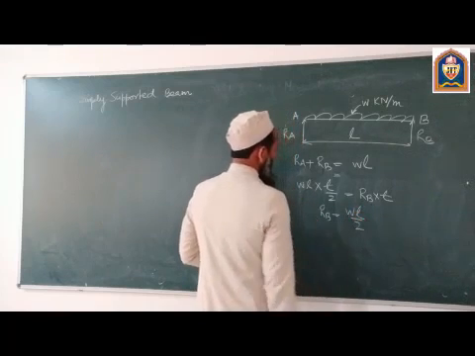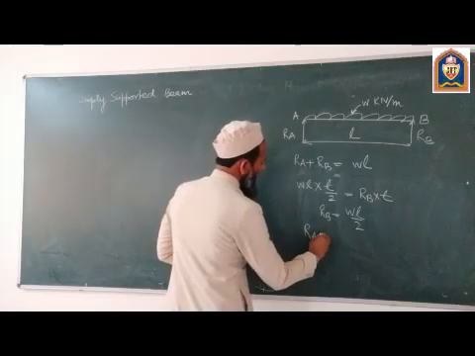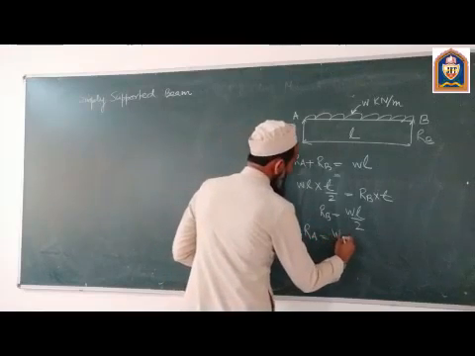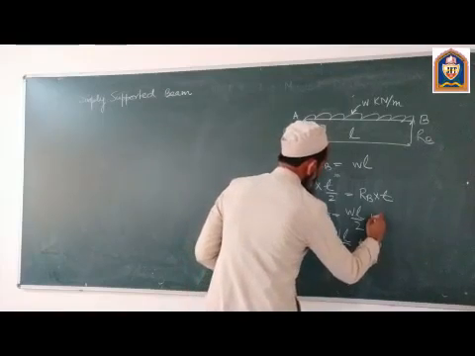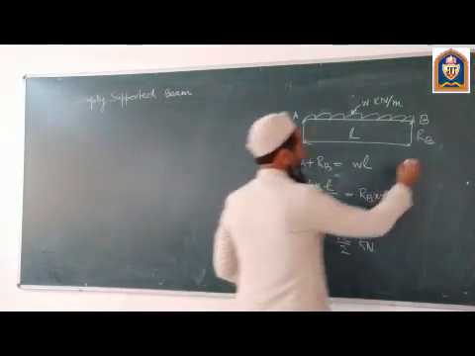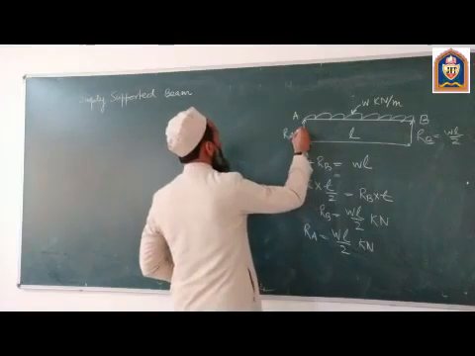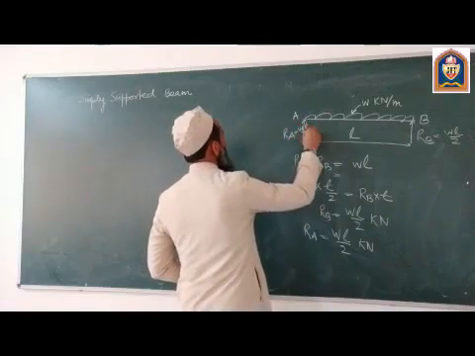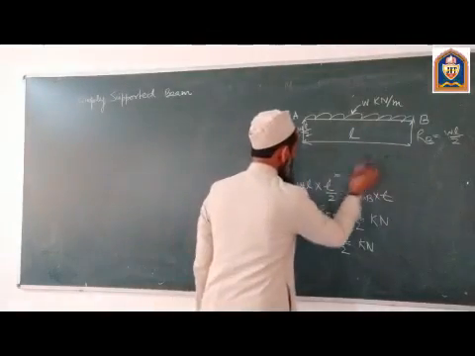WL by 2, and when you put Rb here, you will get the value of Ra, which is also equal to WL by 2 kilonewton. So we have got the values of Ra and Rb, which is WL by 2, and here also it is WL by 2. So I am going to rub this.